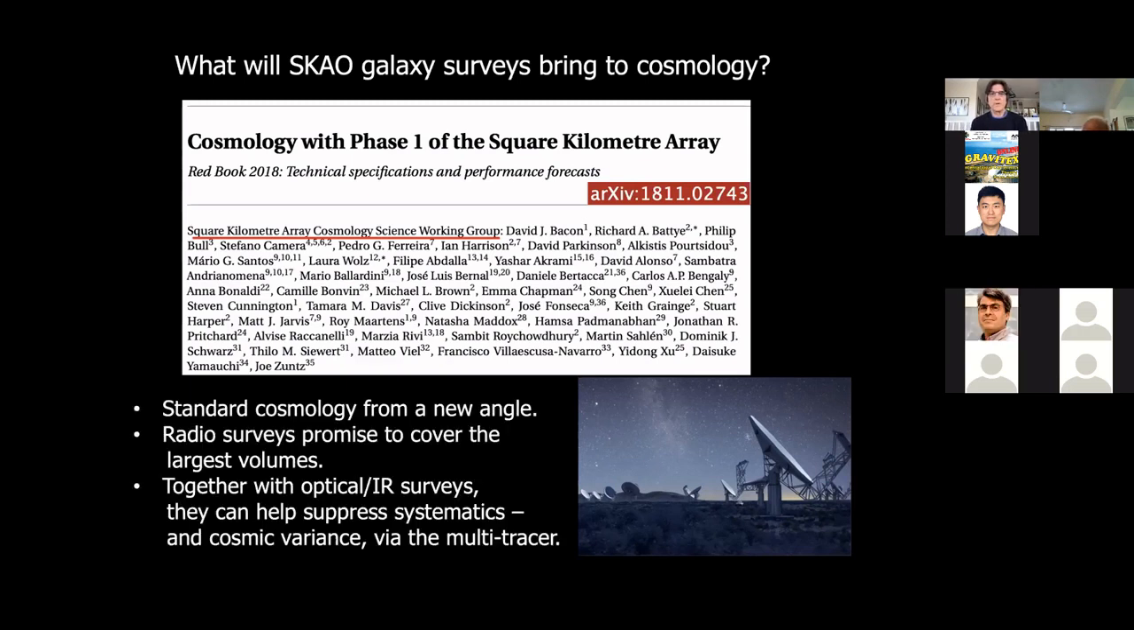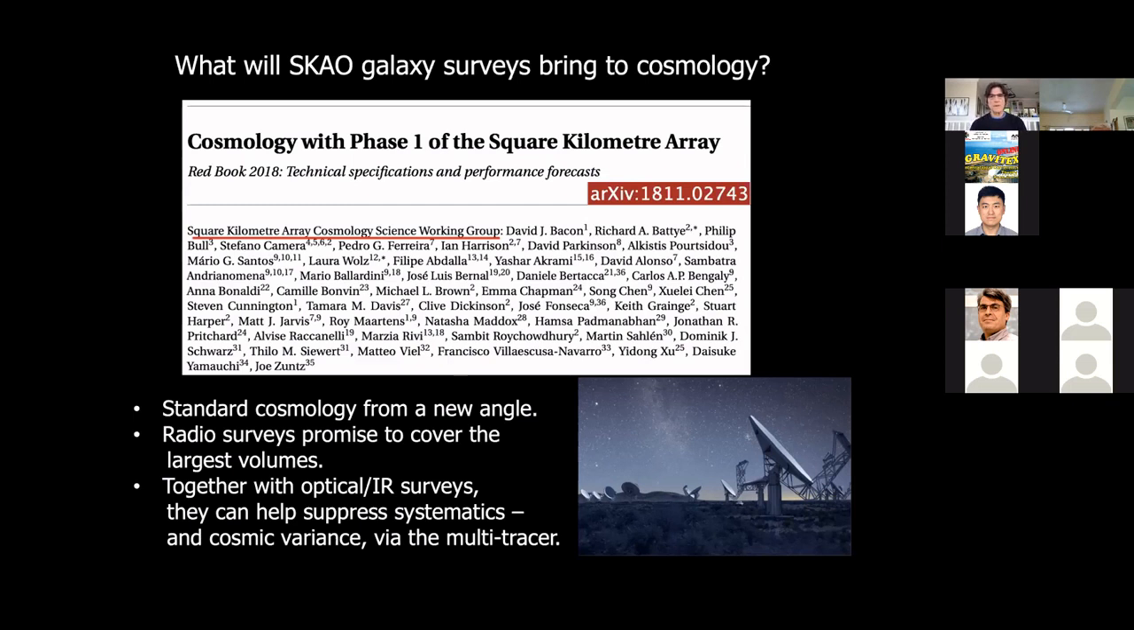And of course, what you first of all will get is just standard cosmology, but from a new angle. So be able to do most of the standard cosmology, galaxy clustering, weak lensing, and so on, but in the radio band, where you have a new angle on things and an independent way of confirming observations that have already been undertaken in the optical.